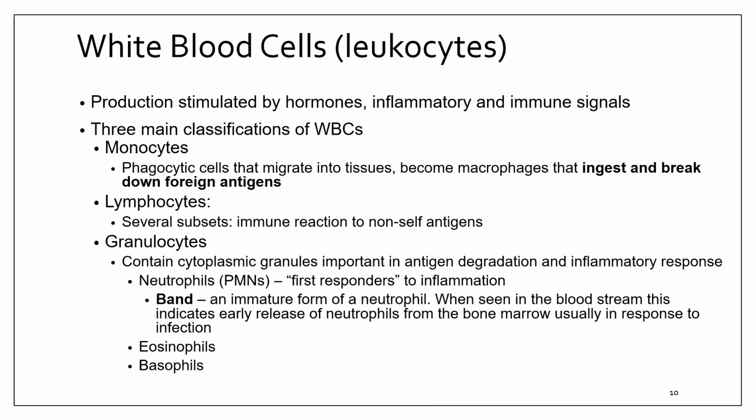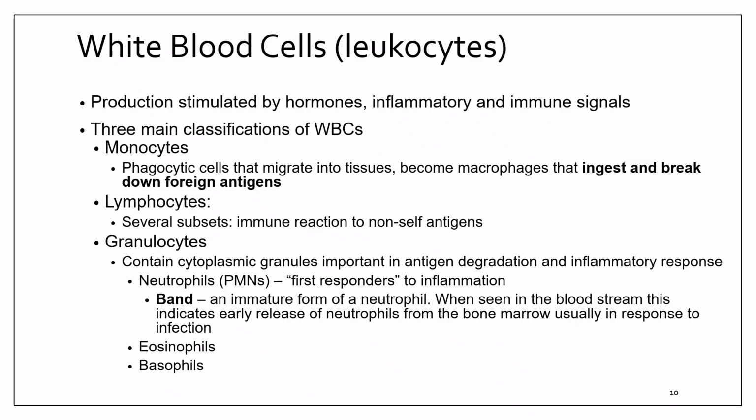Up to this point, we've talked a lot about red blood cells and oxygen delivery. Now we're shifting into the defense side of blood, white blood cells or leukocytes. Think of red blood cells as delivery trucks. White blood cells are the security team, each with a different job. Unlike red blood cells, white blood cells are not produced at a steady, constant rate. Their production increases when the body detects hormonal signals, inflammation, or immune system activation. When something is wrong in the body, you often see that response reflected in the blood smear.